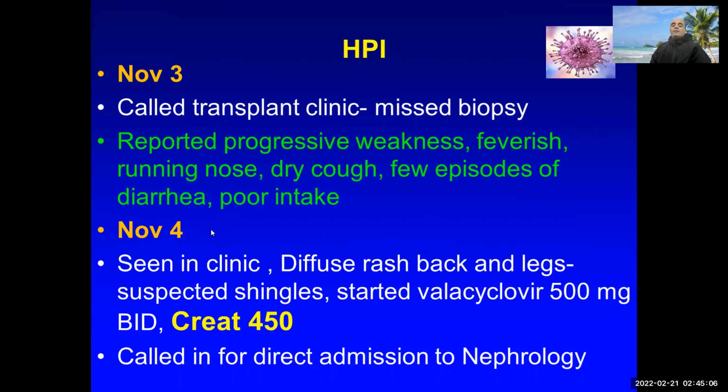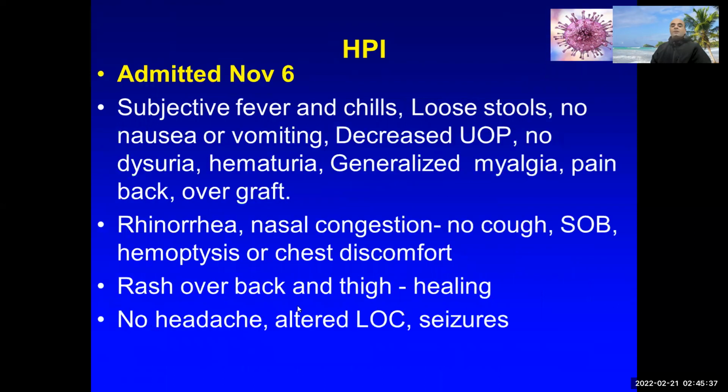November 4, seen in the clinic with a diffuse rash on the back and legs, suspected shingles, herpes zoster. Started valacyclovir 500 BID, adjusted to creatinine clearance, with creatinine at that time 450. Called in for direct admission to nephrology under the kidney transplant team. Any shingles, start valacyclovir, not valganciclovir, 500 BID, and adjust according to creatinine clearance.